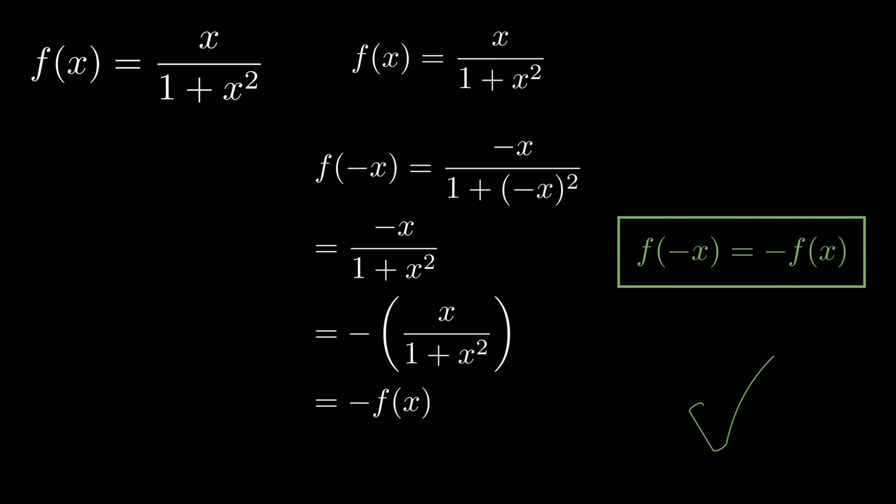And that is exactly the negative of the original function. Negative f of x. This matches the rule for odd functions. f of negative x equals negative f of x. So we've proved it. This one's odd too.